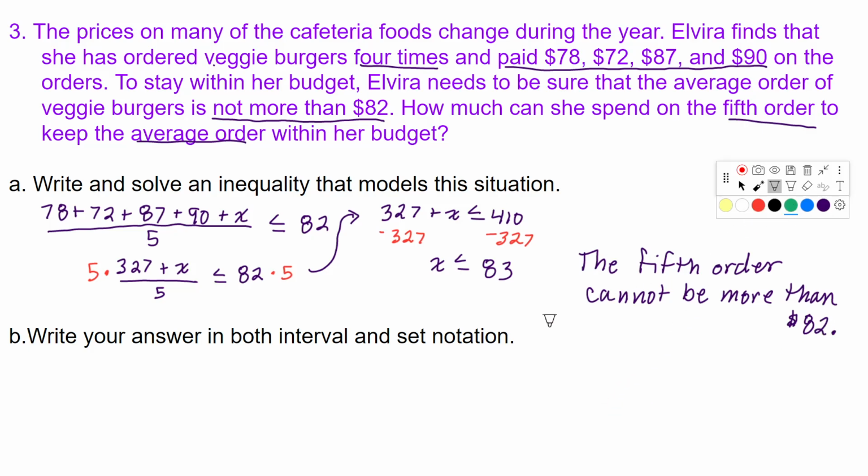So interval notation, again, you can't have a negative cost, so our interval will start at 0, and it will go up to, did I say 82? Our work says 83.